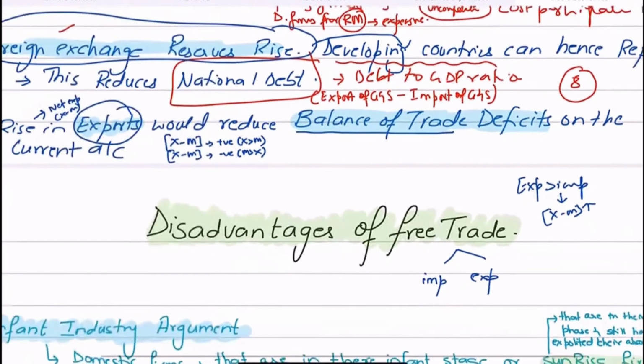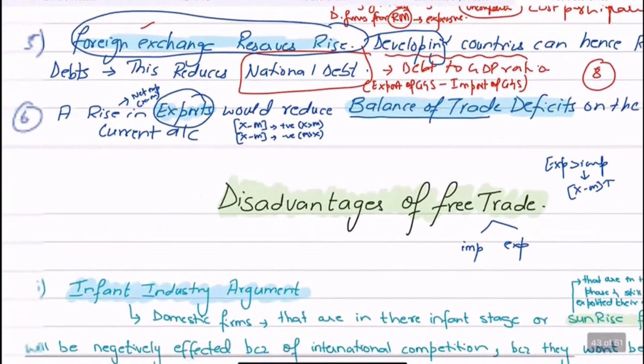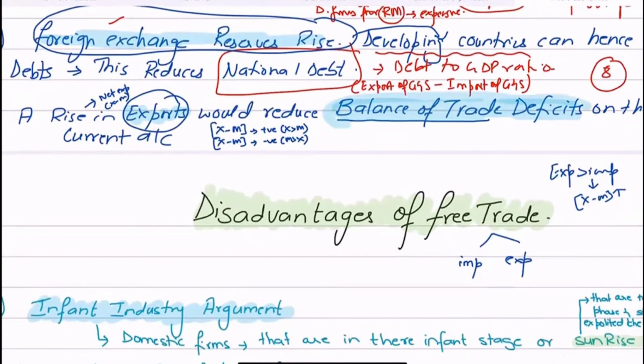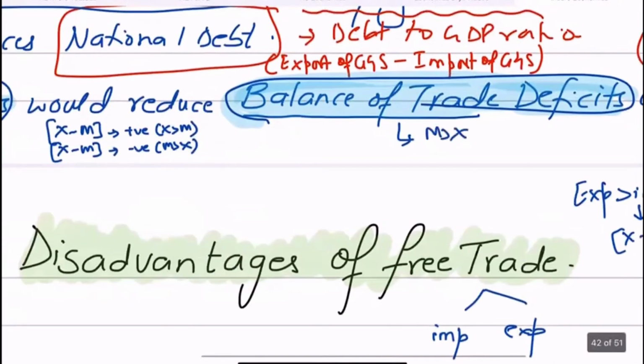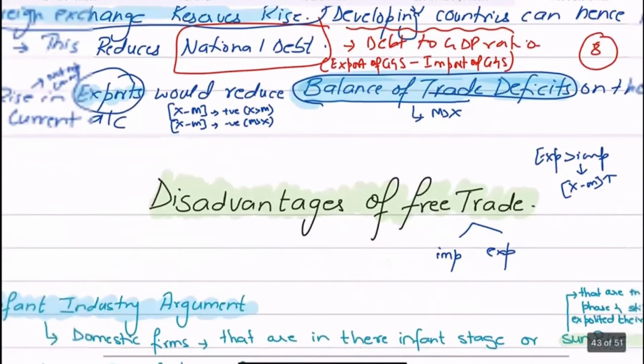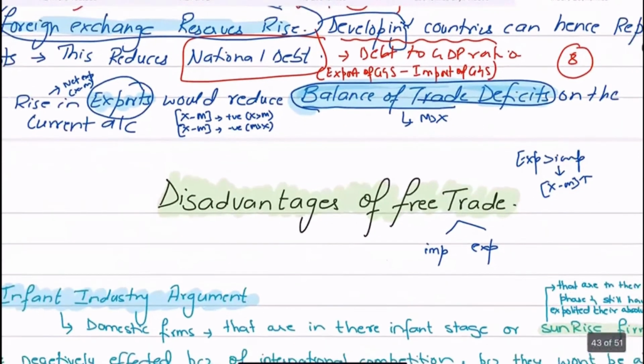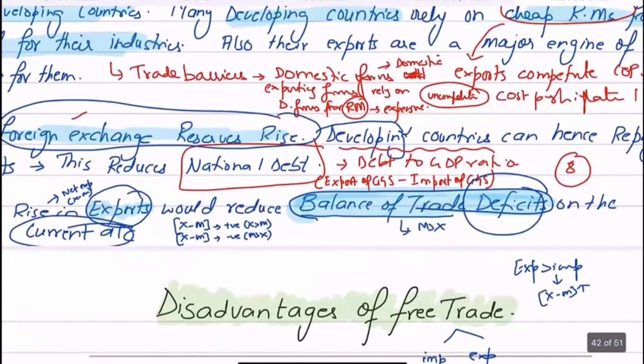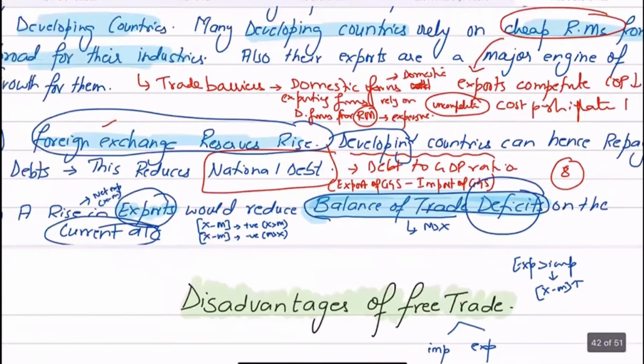But as far as this last point is concerned, remember that a rise in exports would help reduce the balance of trade deficit. If there's a deficit on the balance of trade, which obviously means that maybe in the past your imports were greater than your exports, so if your exports go up, your net exports go up in the future, it will reduce the balance of trade deficit on the current account. And remember that a deficit on the current account is not a good thing. We are going to study this in the BOP chapter, right?